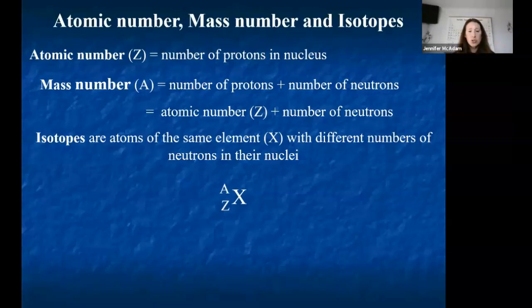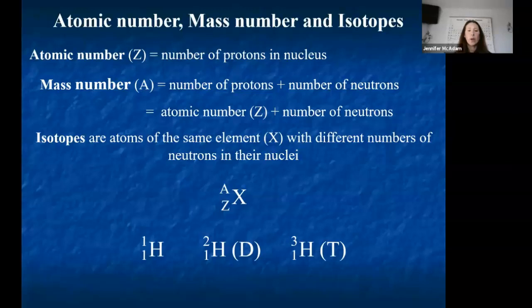Okay, so just so you can see how we're going to write these. X is just the element symbol. So that's like gold or carbon, oxygen, right? That's the element symbol straight from the periodic table. The number on top is the mass number. And remember, the mass number is protons and neutrons. So it's like the nucleus. The one on the bottom is the atomic number. That's, again, the number of protons. So, for example, these are 3 isotopes of hydrogen.